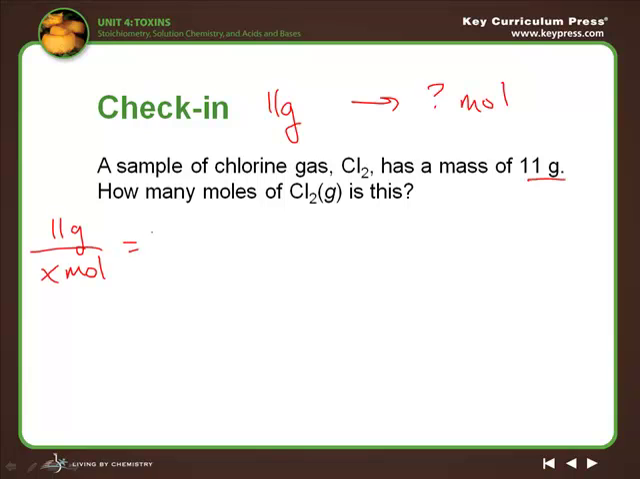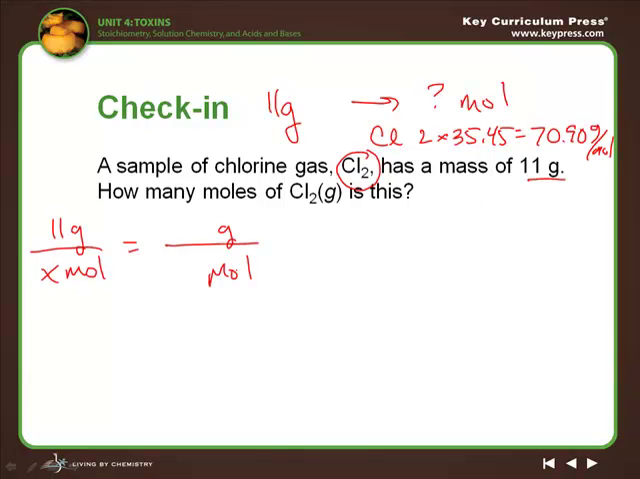If we're lucky, we have a conversion factor that compares grams to moles. This conversion factor we get from the periodic table. Cl2, how many Cl's are there? Two of them. So you've got 2 times its molar mass, which is 35.45, which equals 70.90 grams in 1 mole.